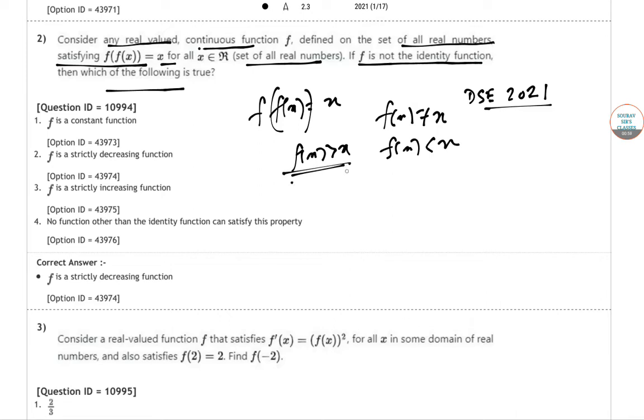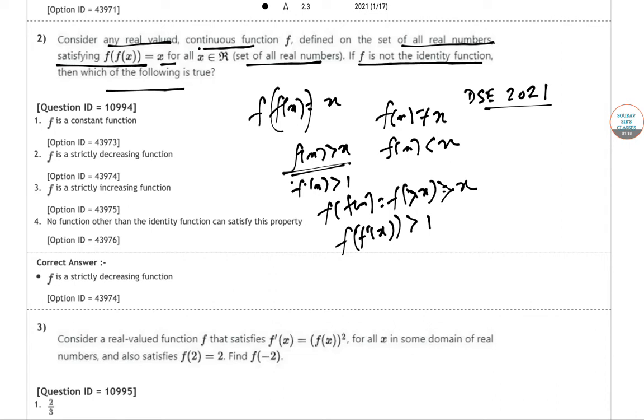If this part is true, that is f(x) greater than x, then f'(x) is greater than 1, and f of f(x) is f of something greater than x, so this whole thing is greater than x. So f'(f(x)) is greater than 1. Clear? Now f of f(x) equal to x, so let's take the first order derivative, and f'(x) equal to 1.